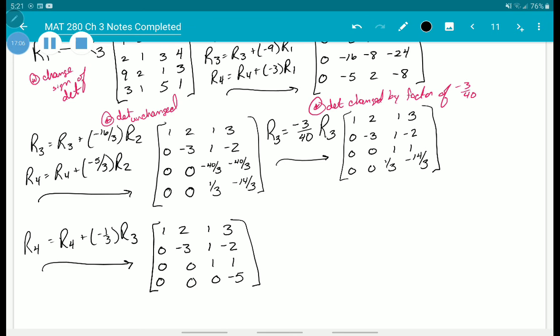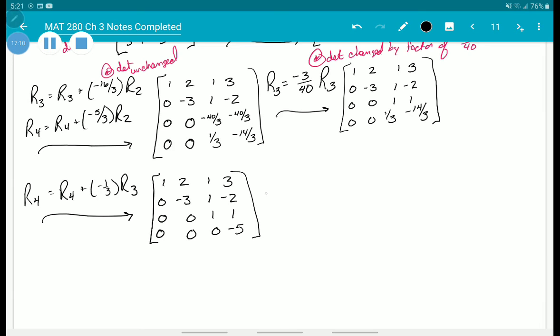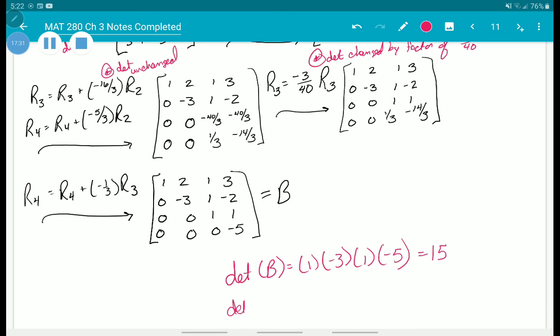So now we've got this nice upper triangular matrix. So once again, I'm going to call this matrix B. So if we wanted the determinant of B, well, that's just going to be the entries down the main diagonal multiplied together. So it's going to be 15. Okay, but remember the goal. The goal is to find the determinant of A by reducing to an upper triangular matrix.